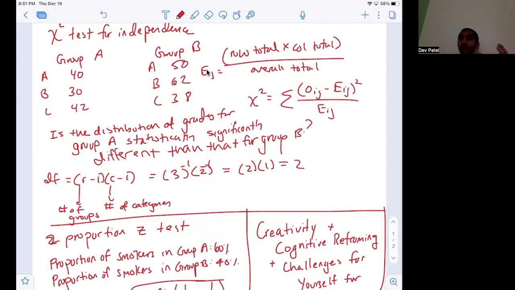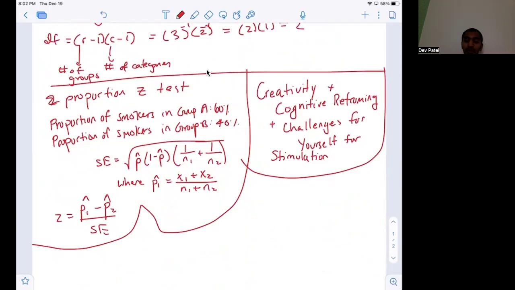And so whenever we have two different groups, whenever we have proportions of different categories, and we want to see if these proportions of these different categories among two different groups are significantly different, we would use chi-square test of independence. Next is two proportional z-test.